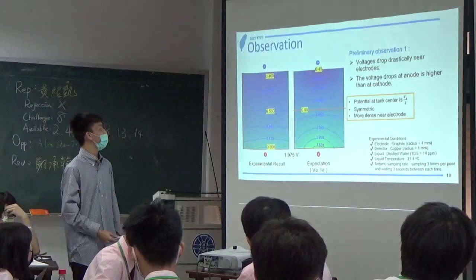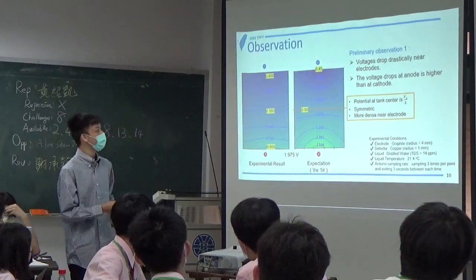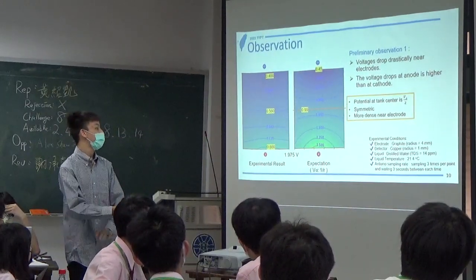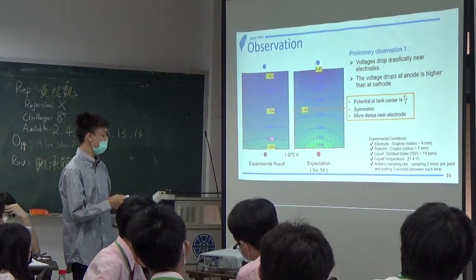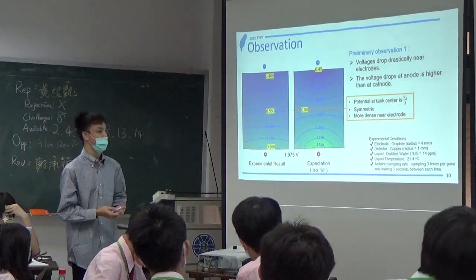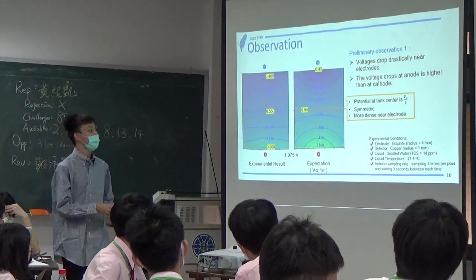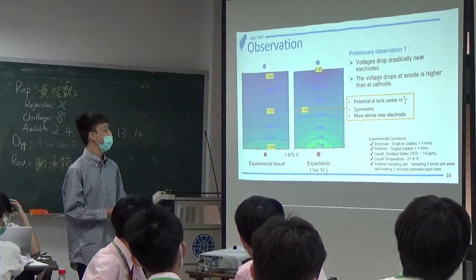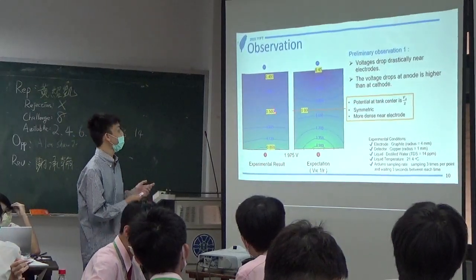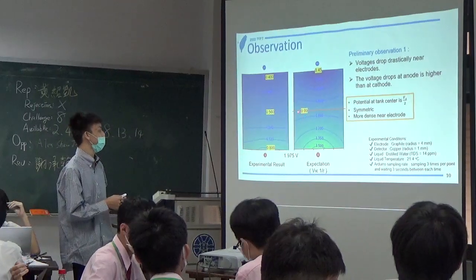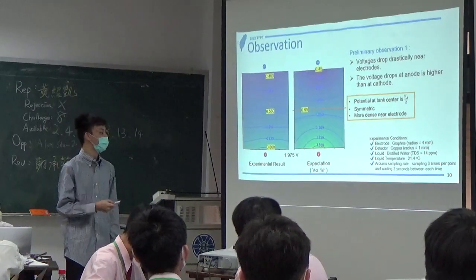For our experimental observation, we noticed 2 main deviations from what we said. First, the voltages drop drastically near the 2 electrodes when compared to what we might expect using the previous theory. And second, the voltage drop at the anode is higher than at the cathode. We also find that the voltage at the center of the tank is significantly lower than half of the supply voltage, and it's not symmetrical.